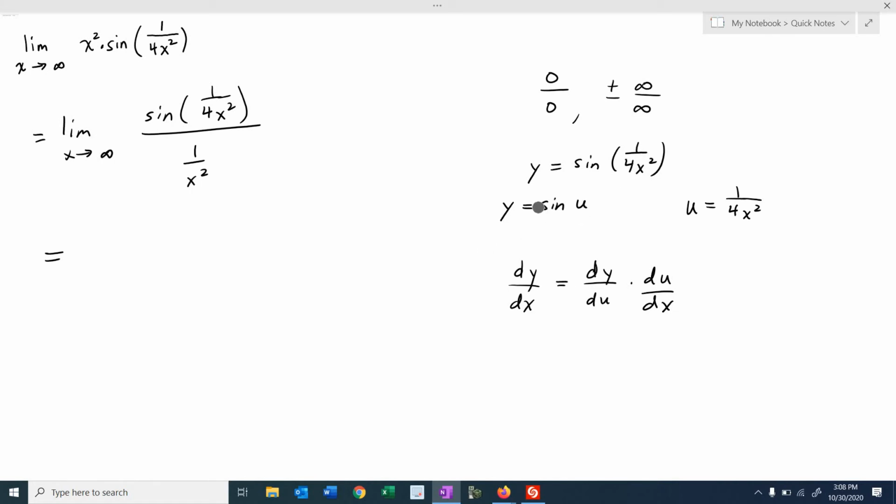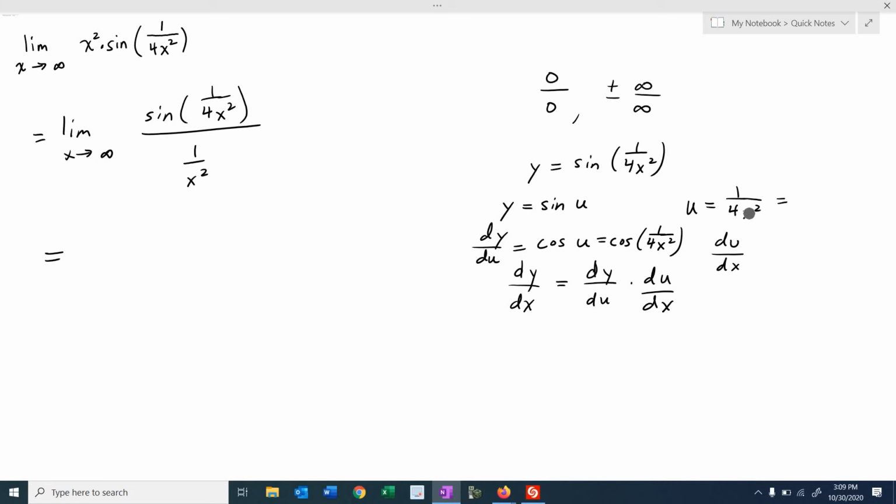Okay, so dy/du, right, would be the derivative of this with respect to u. Well, the derivative of sine of u with respect to u is just cosine of u. Okay, and if you replace it with the u, this is just cosine of 1 over 4x squared. Okay, now we need the derivative of this with respect to x.